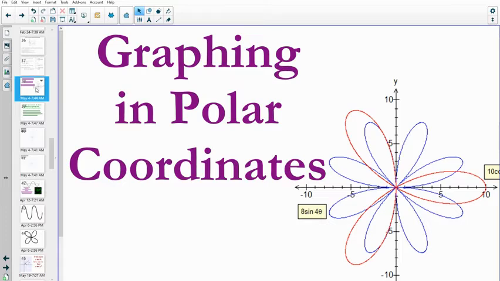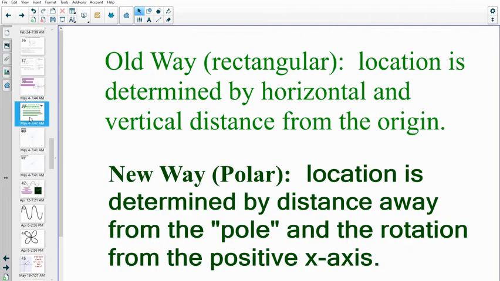So I'll start off at a very basic level and say graphing in polar coordinates is just a different way of graphing. The way you have graphed most of the graphs that you've done is in rectangular form, meaning the location is determined by a horizontal and vertical distance from the origin, your x and y coordinates. I go to the left or to the right by this amount, and then I go up or I go down by that amount. And that's the rectangular form of graphing.